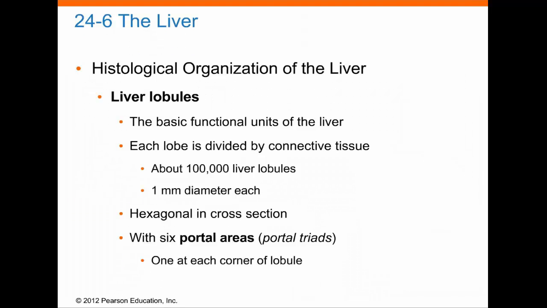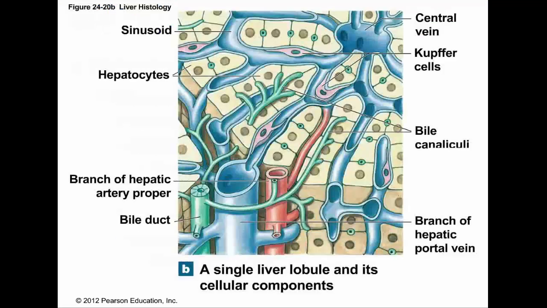So if we look at the liver lobules, the basic functional unit of the liver is called a lobule, and each lobe is divided by connective tissue and has about 100,000 liver lobules in it, each about 1 millimeter. So we're talking really small in diameter. And they are hexagonal in cross-section, and they have 6 portal areas or triads, one at each corner of the lobule. So we're going to have a look at those a bit more closely.